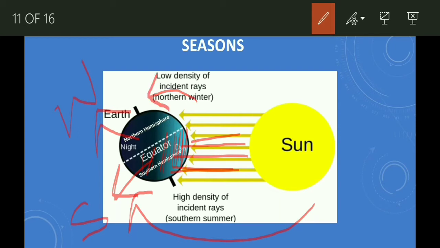As you can see in the image, children, it is bent away from the sun, and also it does not get intense rays of the sun. So the northern hemisphere experiences winter.